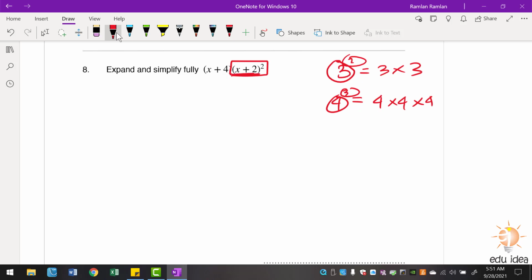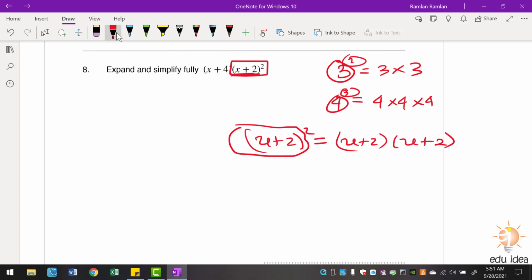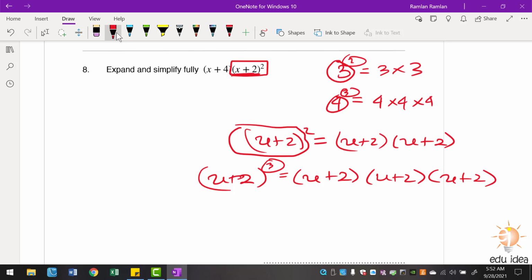For this one, we have (x + 2) squared. It means we multiply this guy with this guy again, twice. So it's (x + 2) multiplied by (x + 2). The same thing if you encounter something like (x + 2) to the power of 3: you only need to multiply it for the number of the power that you have here. So it's (x + 2) times (x + 2) times (x + 2), and so on. Okay, so this is the very basic concept. Let's go to the question.